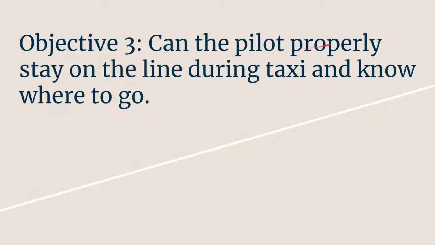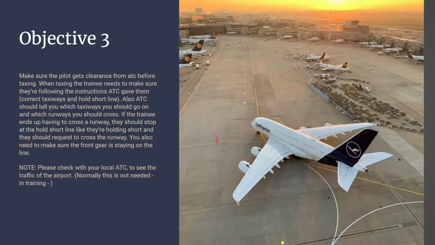Objective 3, can the pilot properly stay on line during taxi and know where to go? The trainee will have to request taxi, and ATC will give them taxiway signs that they need to follow in order to get to their runway. The pilot's expected to follow these taxiway signs and properly taxi to the runway and on the line too. If they're a little bit off, like this plane, that's okay.